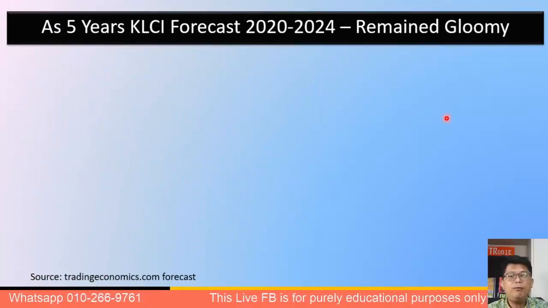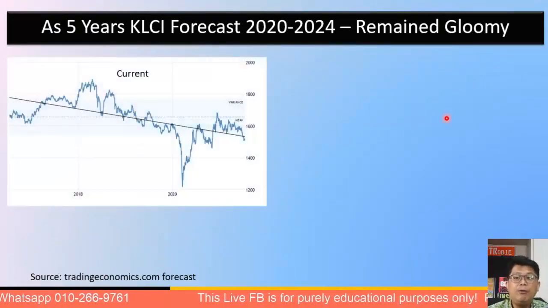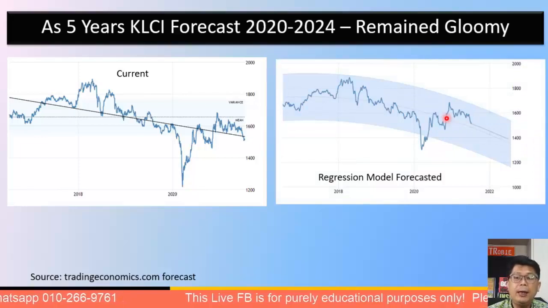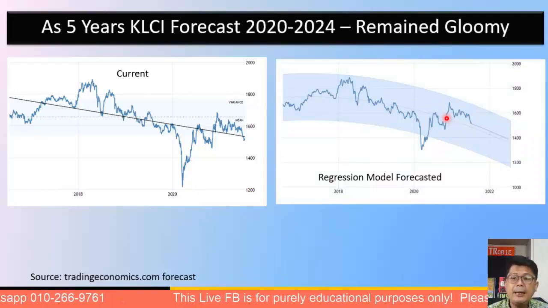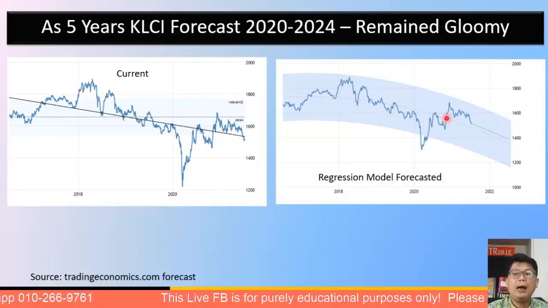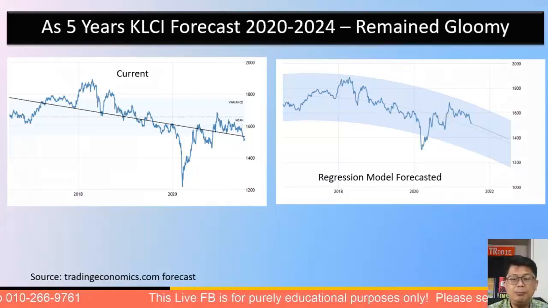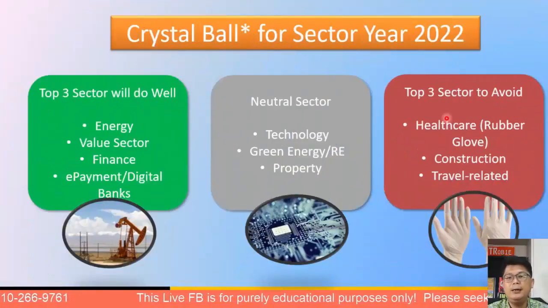Now, going forward, our 5-year forecast for 2024 remains very bleak. So with that in mind, I tell people you need to diversify out of the Malaysian market. That would definitely help.